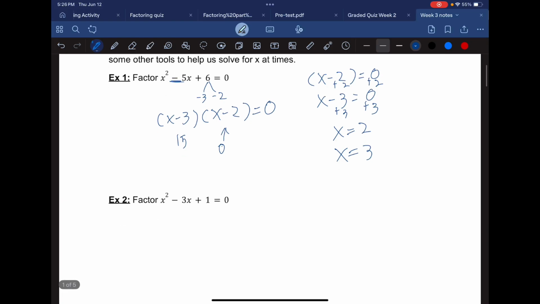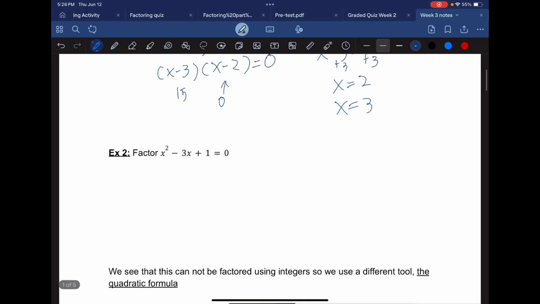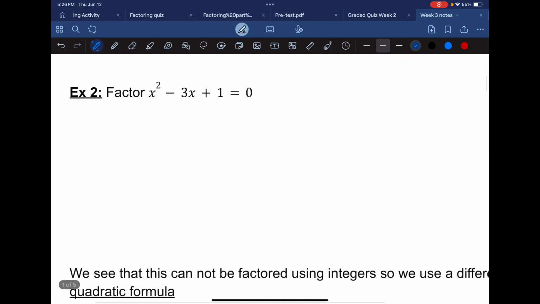Let's move on. X squared minus 3x plus 1, all right. So we're looking for two factors of 1 that add to 3. Doesn't exist, right? The only factors of 1 are 1 times 1. So is there anything else we can do with this? We can't factor it by grouping because there's not enough terms.